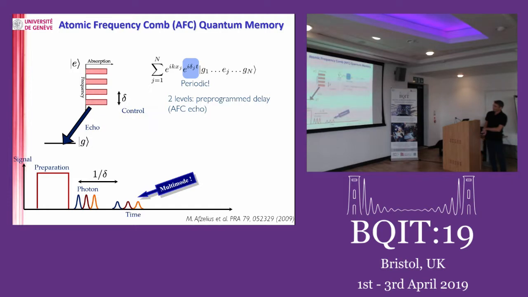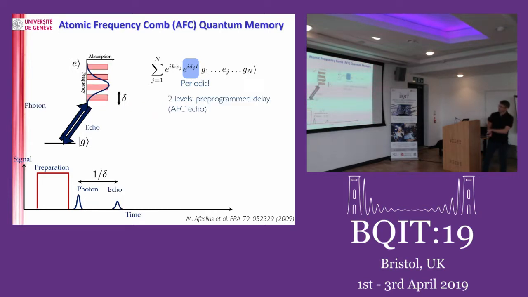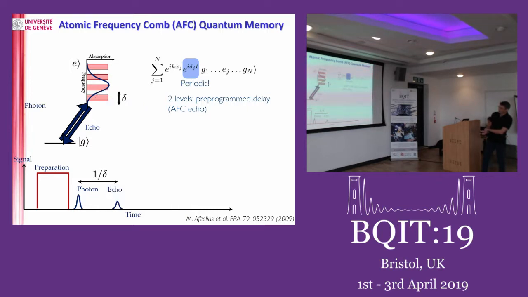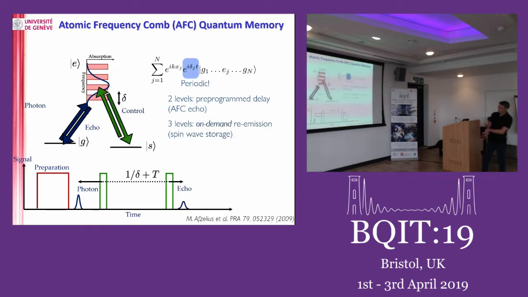So how do you do a memory of that? Because this is now not on demand, because I send in my photon and it comes out automatically. So what you add is that you want to use the spin degrees of freedom. Before this emission time, which is given by 1 over the periodicity of the comb, you hit it with a strong pi pulse, bringing the optical excitation down to the spin state. You store it in the spin state, and then you reverse the process. You apply another pi pulse, and you get your photon out.